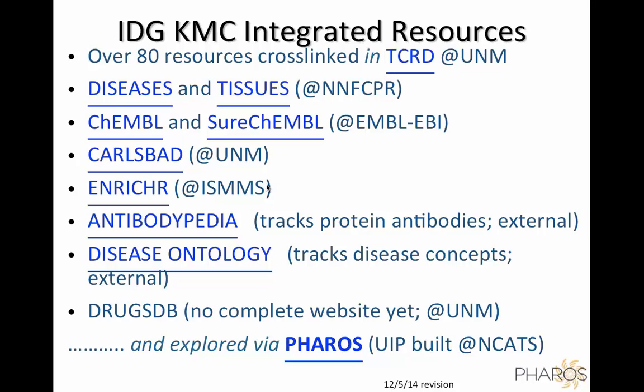And then at Mount Sinai, the enricher system is being developed. I don't think this audience needs introduction to that. And then separately, we interface with Antibodypedia and with the disease ontology system. And these will all become available through Pharos over time. And pharos.nih.gov will be the designation for this system.